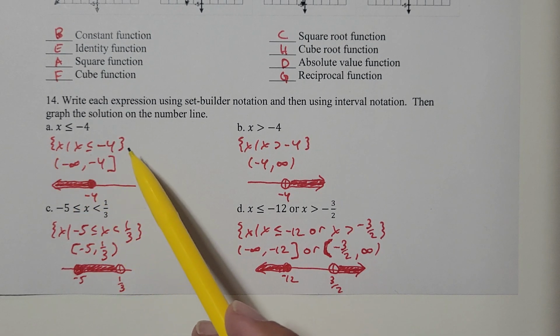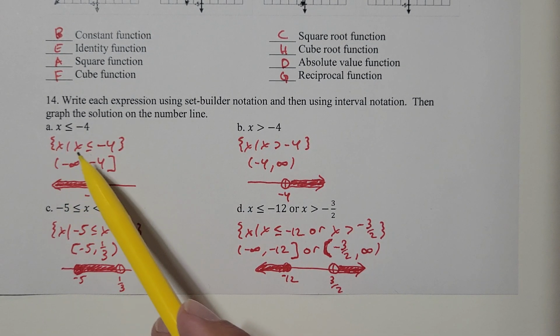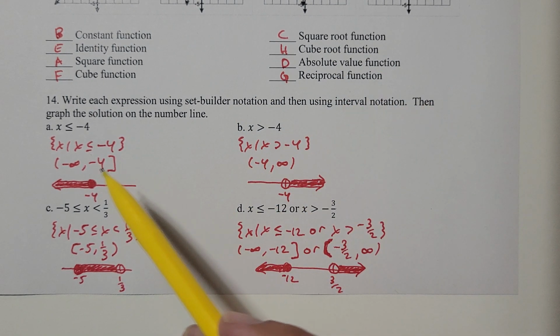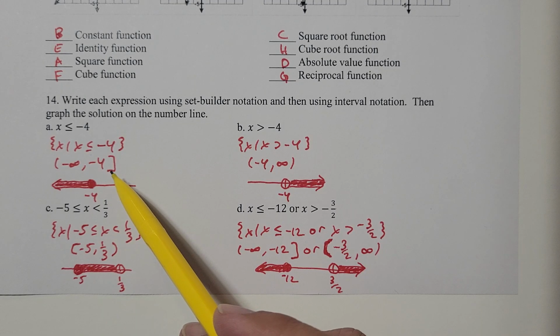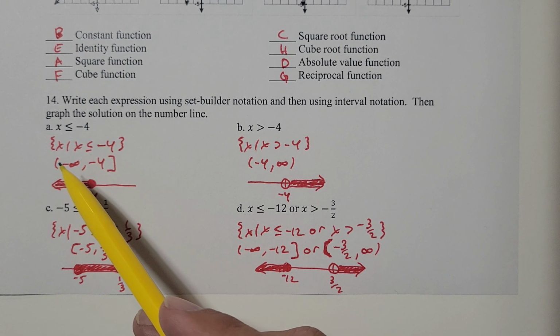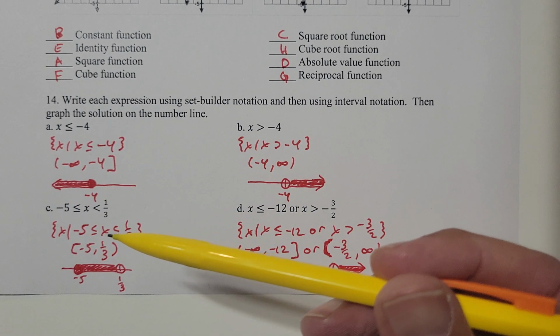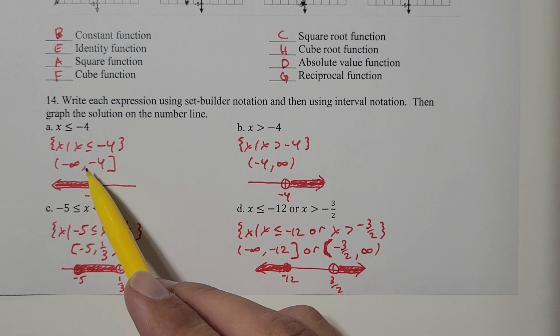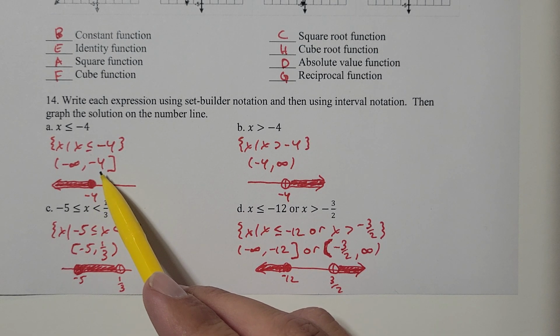Okay, so that would be my answer written as a set. As an interval, I always want the smaller item first and the bigger item second. So if I'm talking about all the numbers that are less than or equal to -4, I'm heading out towards negative infinity, towards the left there. I'm going to say negative infinity, comma, -4.